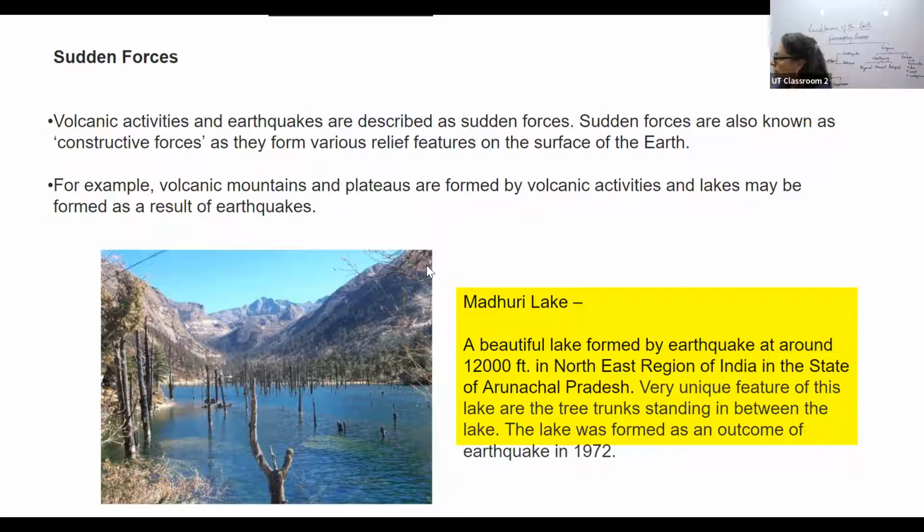You can see this lake. It looks so beautiful, no? This was formed due to the earthquake in 1972. A beautiful lake formed by earthquake at around 12,000 feet in the northeast region of India in the state of Arunachal Pradesh. A very unique feature of this lake is the tree trunks standing in between the lake.